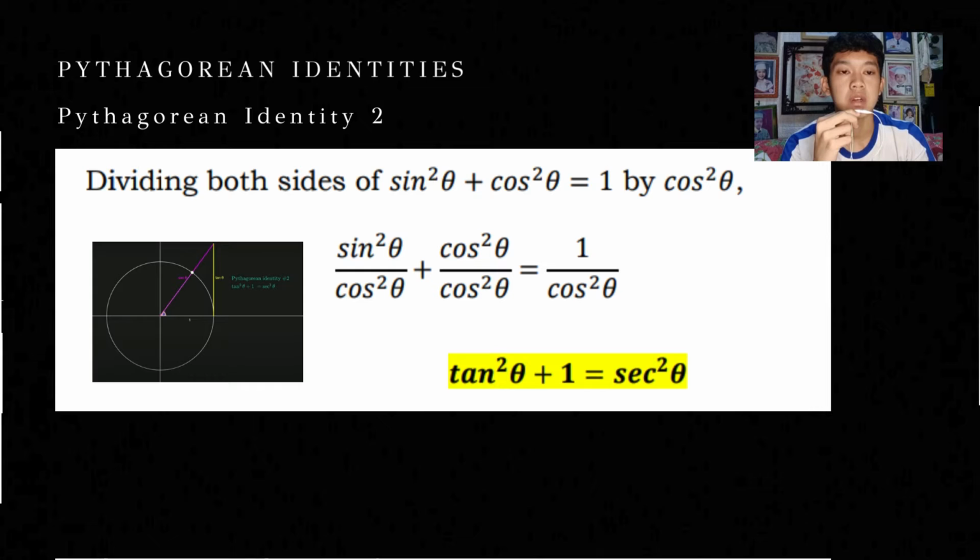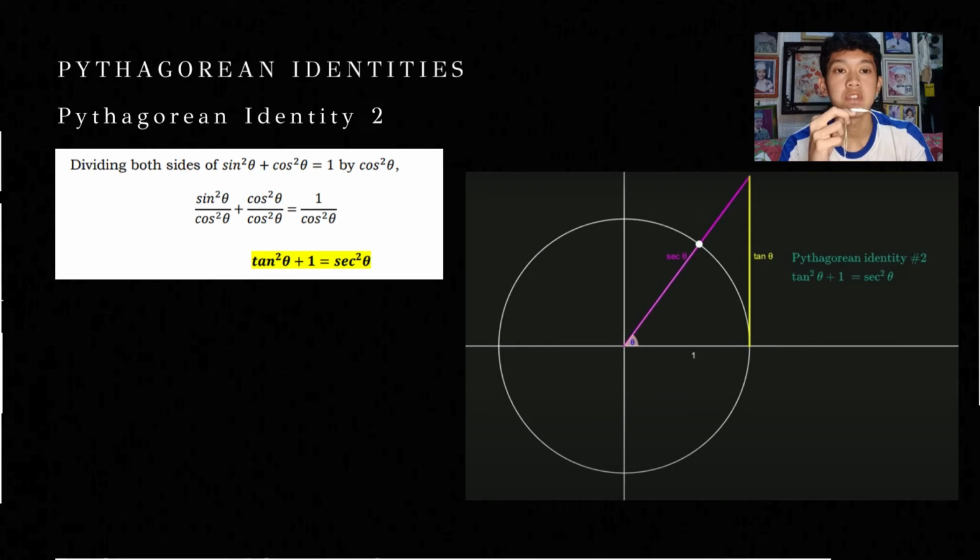As for the third identity, we can get it by dividing all the terms by cosine squared. So sine over cosine, going back to the quotient identities, is equal to tangent. Then cosine over cosine is just equal to 1. Then 1 over cosine, going back to the reciprocal identities, is just equal to secant. Therefore, our third identity is tangent squared plus 1 is equal to secant squared. Again, like the second identity, we can also derive other identities by using APE. And here is the visualization of the third identity.